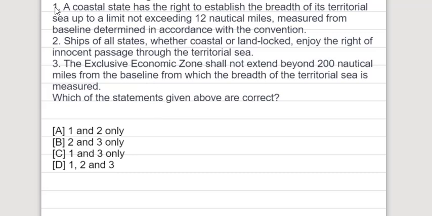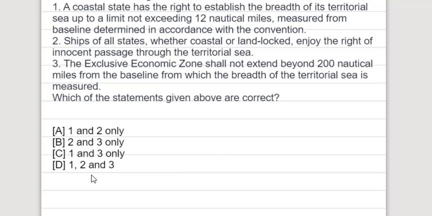Actually, the first statement we have already discussed. This statement is correct. There is also protection for the landlocked state. If the state is landlocked, it enjoys the right of innocent passage through the territorial sea. This is a correct statement. And the third we have also seen: the exclusive economic zone shall not extend beyond 200 nautical miles from the baseline.